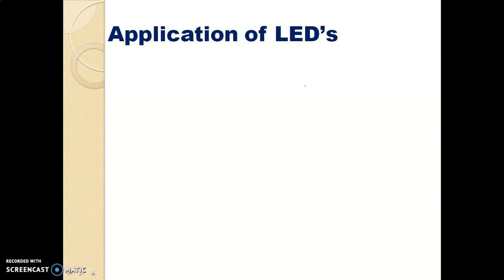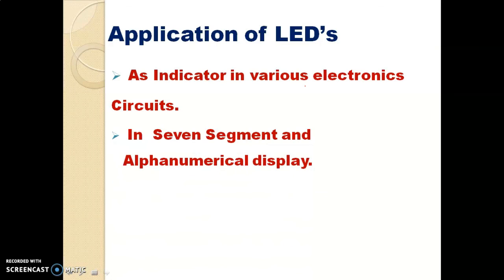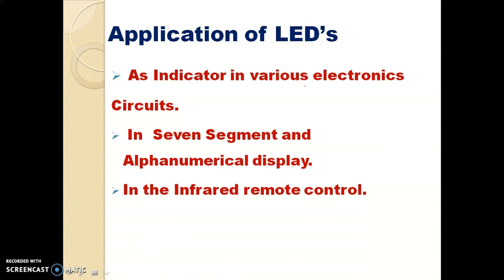Now, let's see the applications of light emitting diode. This LED can be used for multiple purposes. It is used as an indicator in various electronic circuits and devices. It is also used as a 7-segment and alphanumerical display. It is used in infrared remote controllers. Generally, such a remote controller is used as our TV remote control. It is used in optocouplers. These are a few applications of LED, light emitting diode.